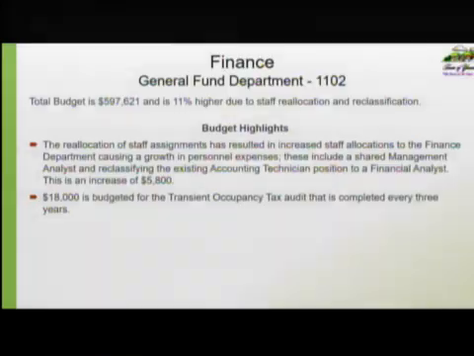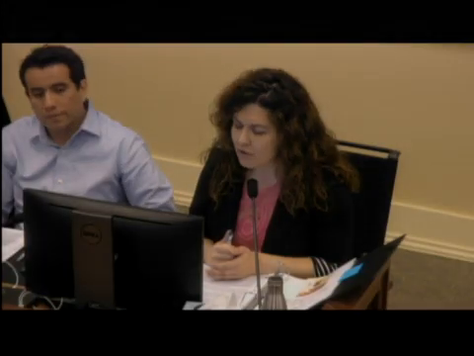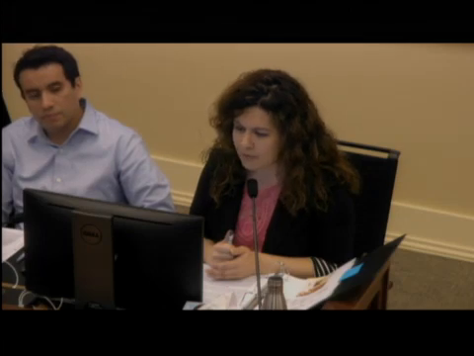Yes. All right. So total budget for finance is $597,621. It's 11% higher due to staff reallocation and a reclassification. So in this case, what I mean by staff reallocation is that the finance department is a really good example of a really healthy matrix system and the benefit of all of our talented staff that is shared across departments. So we allocate costs to the department based on staff time spent. So for example, Public Works and Finance shares a management analyst at 50% each.